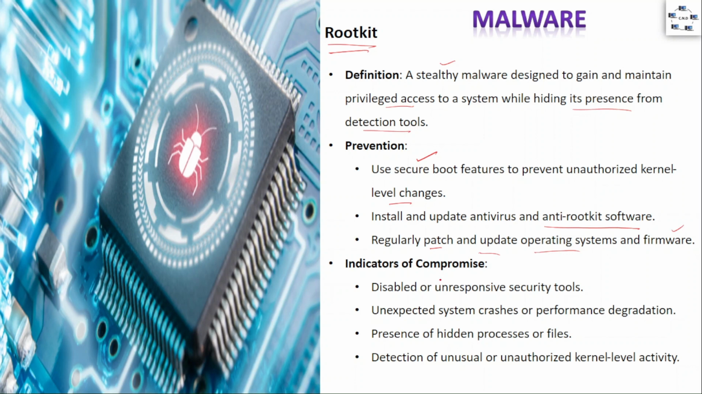Indicators of compromise include disabled or unresponsive security tools, unexpected system crashes or performance degradation, presence of hidden processes or files, and detection of unusual or unauthorized kernel level activity. So remember that rootkit is difficult to detect and remove because it is in the firmware and embedded at the kernel level.